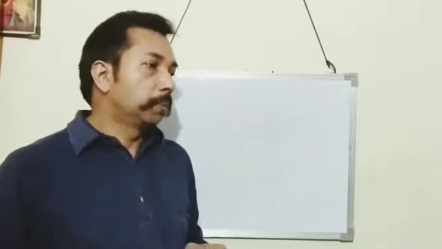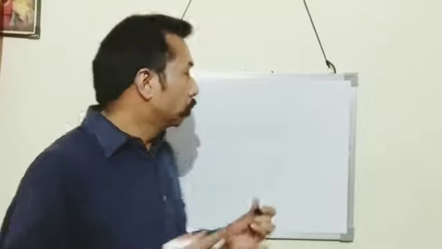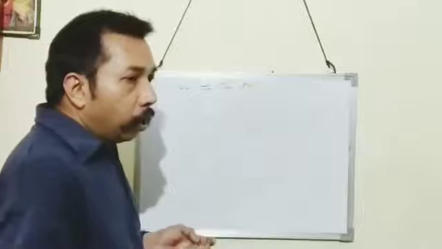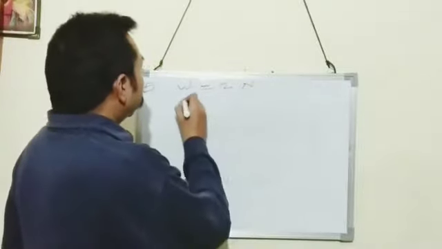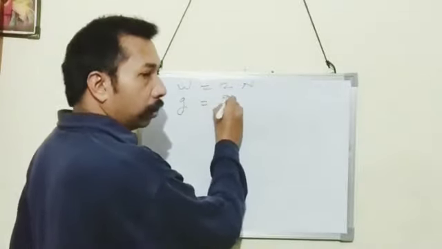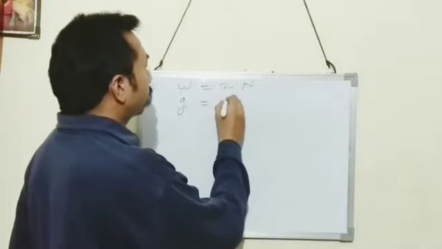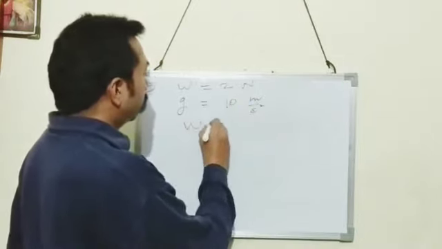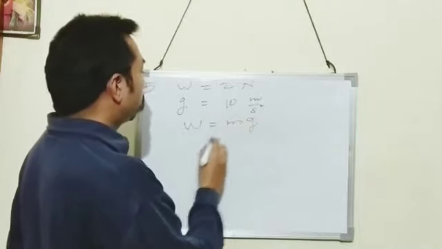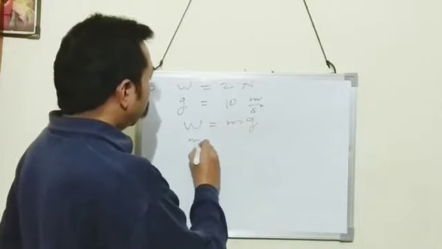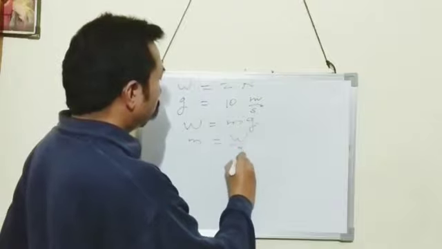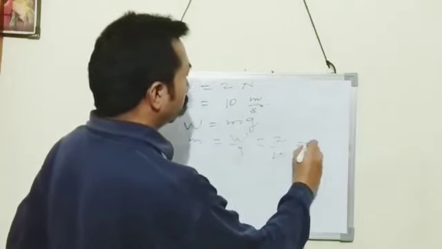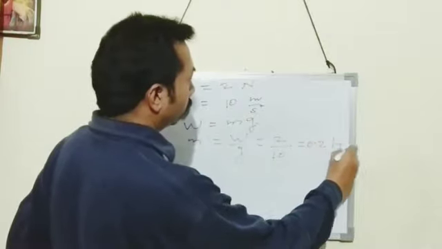Now doing question number 5. The weight of a body is 2 Newton. What is the mass of the body? G is given as 10 meter per second square. So we write the formula of weight. W is equal to m into G. M we have to find out. So m is equal to W upon G, which is 2 upon 10, equal to 0.2 kilogram. This is the answer.